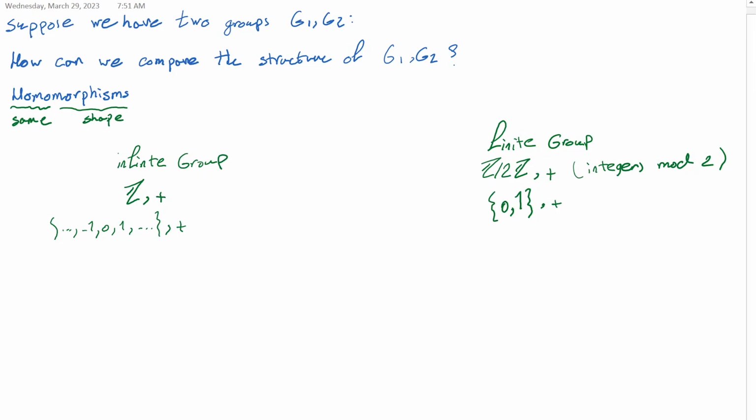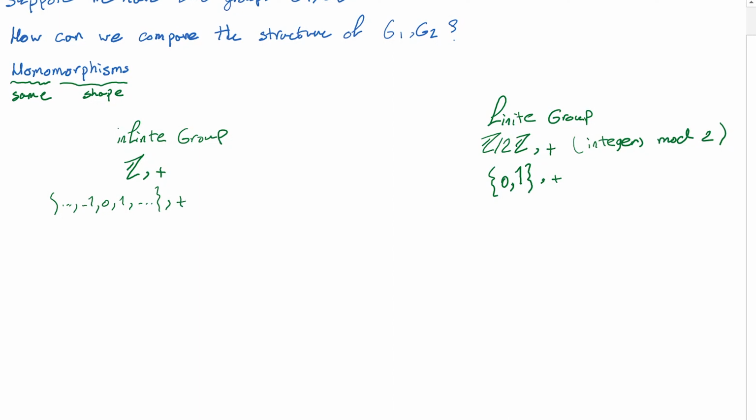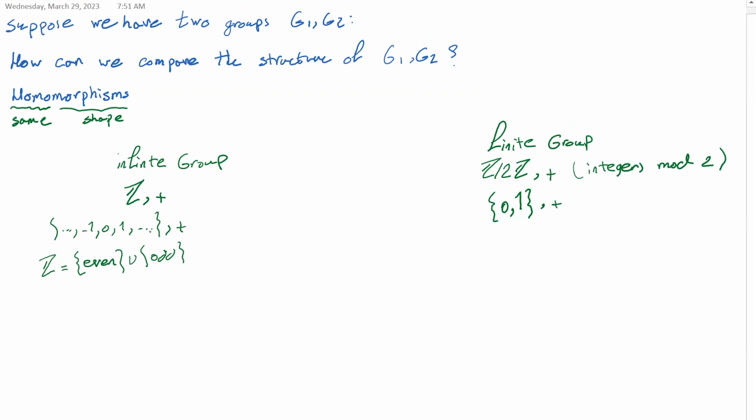So maybe this is a bit of a difficult question. Let me give you a hint. We have the set of integers. I can break the set of integers down into the set of even numbers, union the set of all odd numbers, right? If you look at this set, we have positive and negative integers, and I can break them down into evens and odds, right?